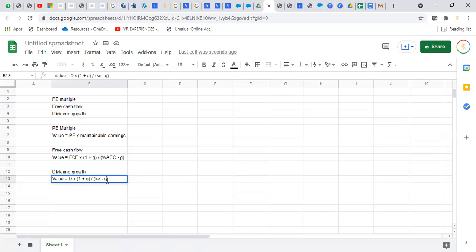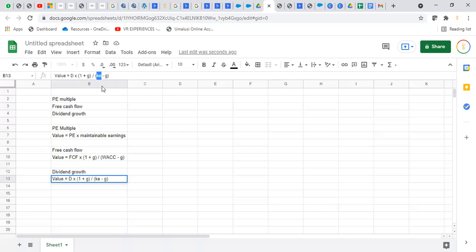Then in the denominator, for free cash flow, we use the cost of capital, the weighted average cost of capital, whereas for the dividend growth model, we use cost of equity. So that is the significant difference between the two. Okay, so just be aware of that.